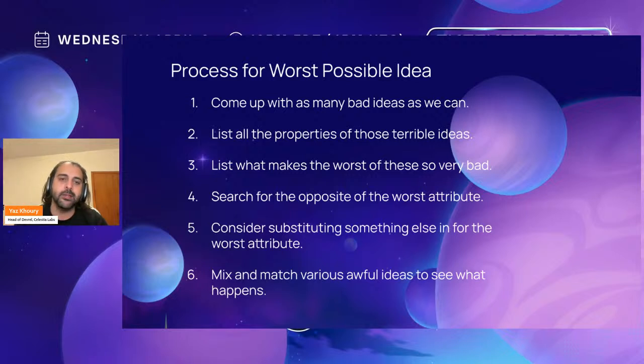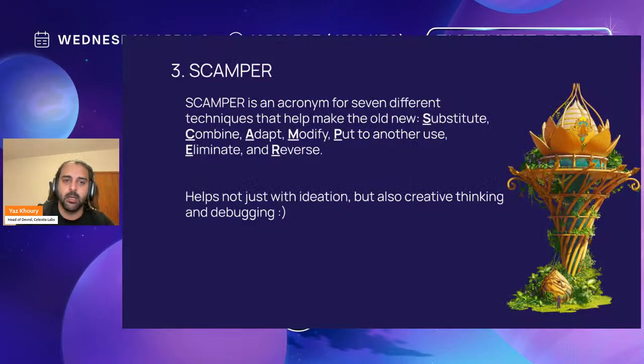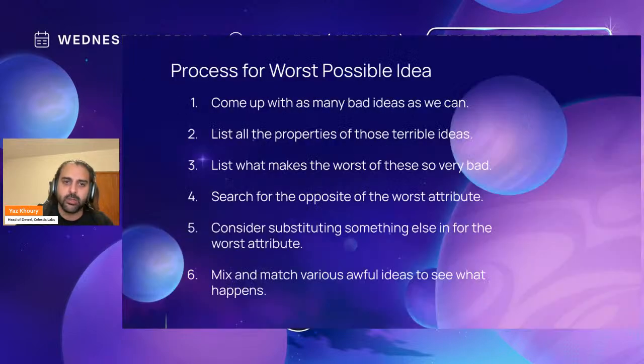And then you can search for the opposite of the worst attribute. So you have one property for your idea that's like the worst kind of attribute. What is the opposite of that? You can consider substituting something else in for the worst attribute, and then you can mix and match all these terrible different kinds of properties of an idea until you come up with something that is useful, right? So that is one strategy and one technique. This is the process for it. It's like the reverse of brainstorming.